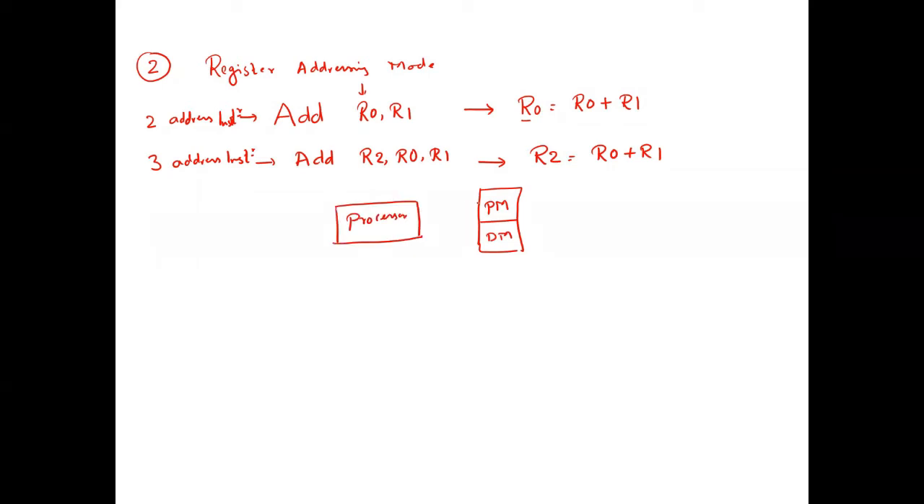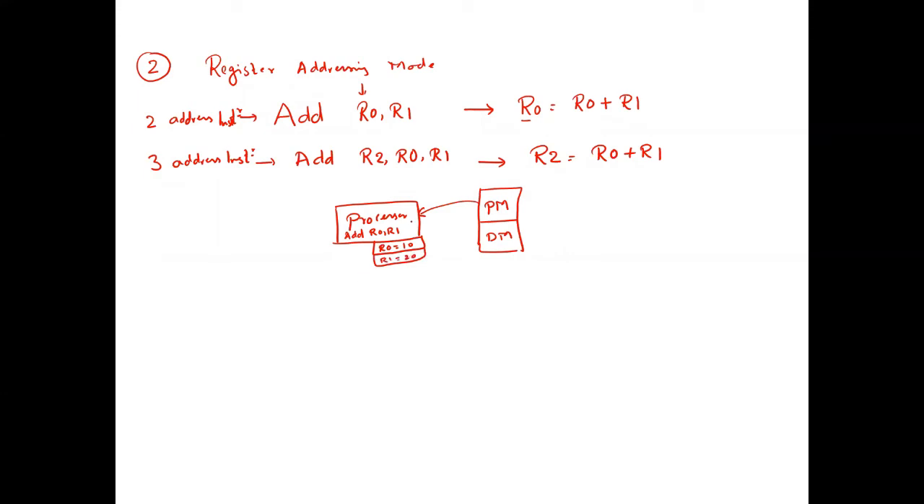Now, when the processor retrieves the instruction from the program memory, what does it have inside now? Add R0 comma R1. Does it have the data? No. In the instruction, we have told where the data resides. The value of that data is not there. Where is it? Inside the processor. So say, for example, R0 equal to 10 and R1 equal to 20.